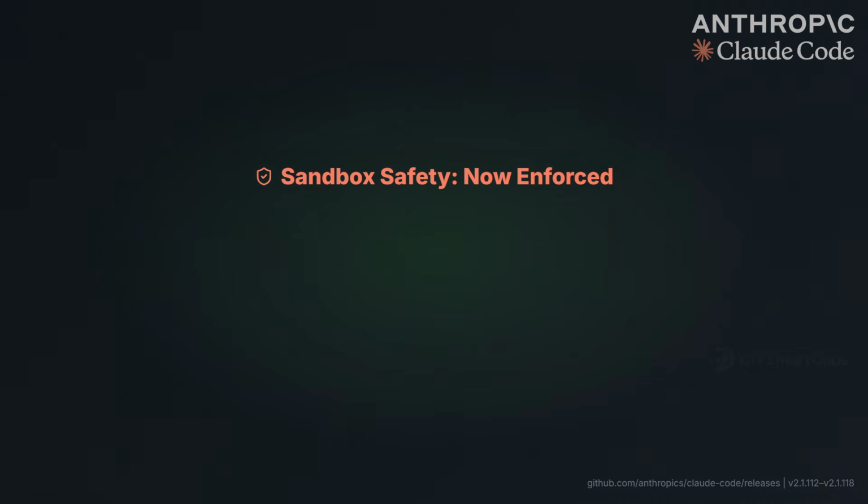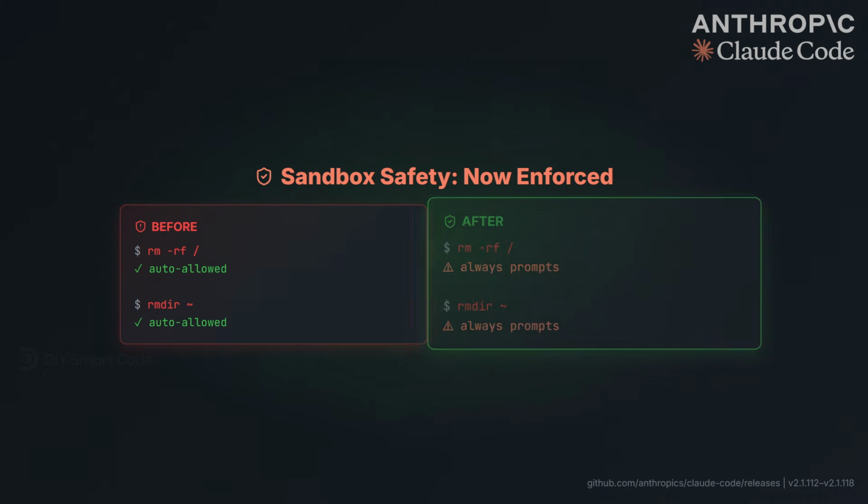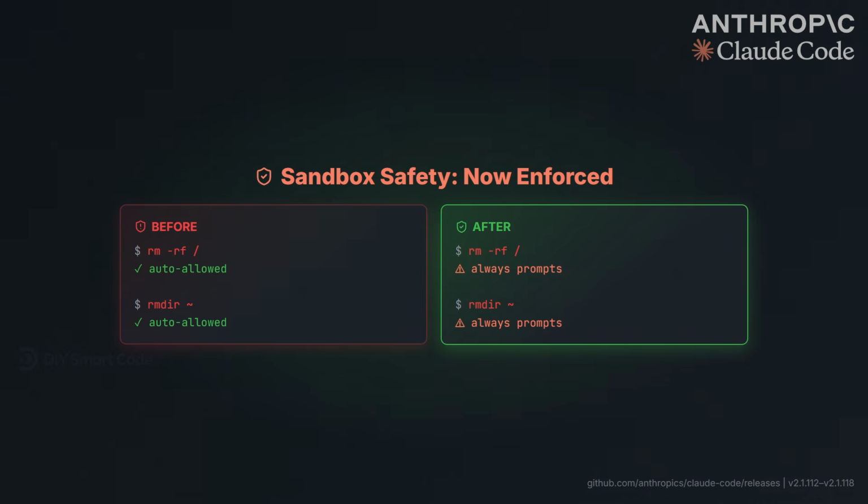On the safety side, a quiet but important fix. Sandbox auto-allow used to skip the rm and rmdir danger checks on root and your home directory. Not anymore. Root deletes and home directory deletes now always prompt. One less way for an agent to nuke your machine.